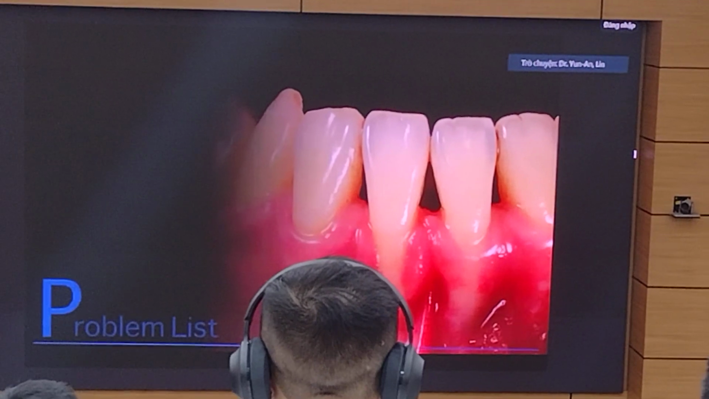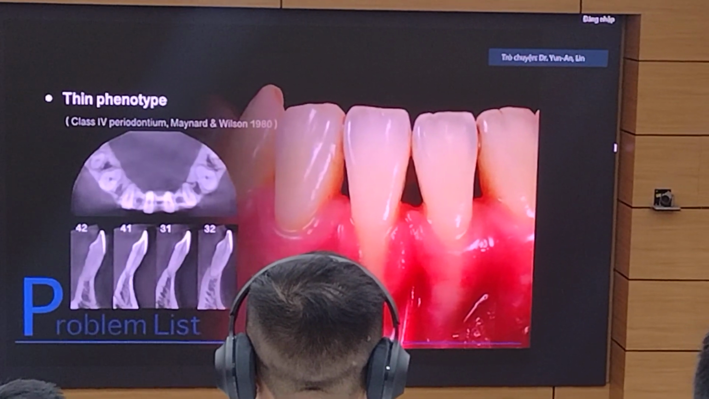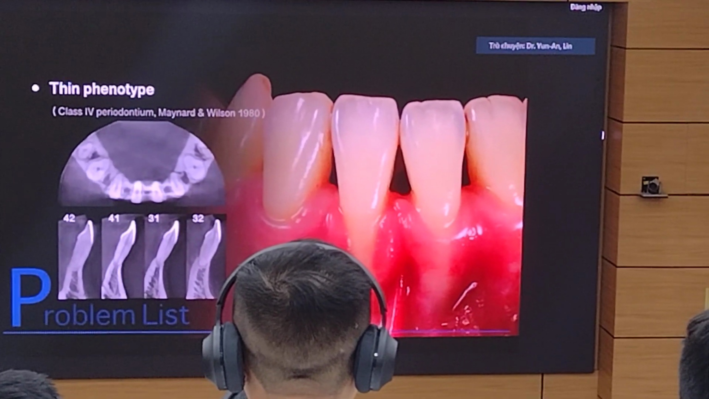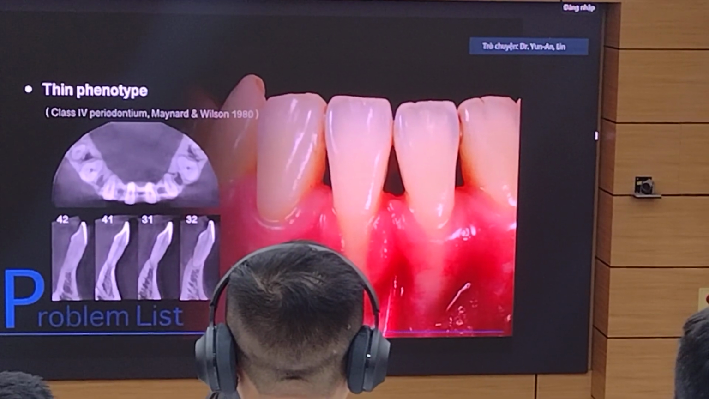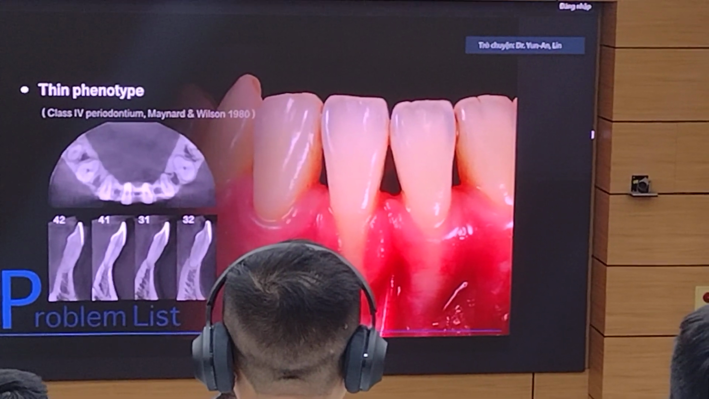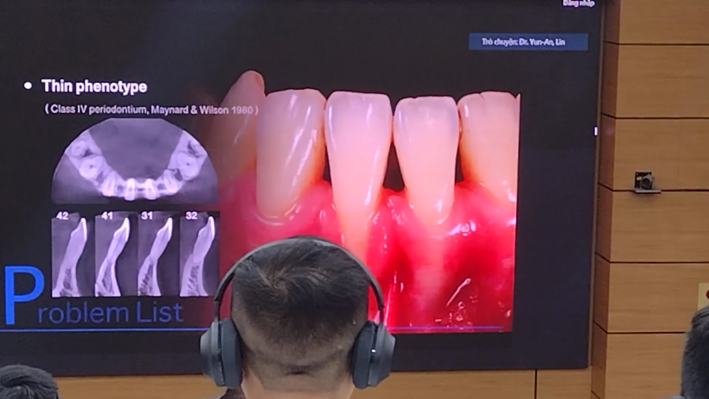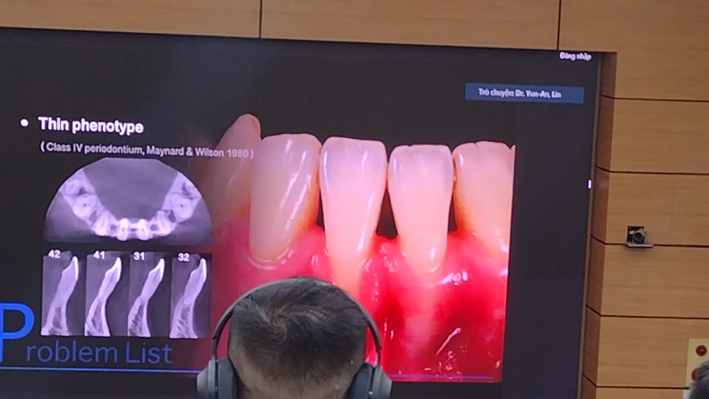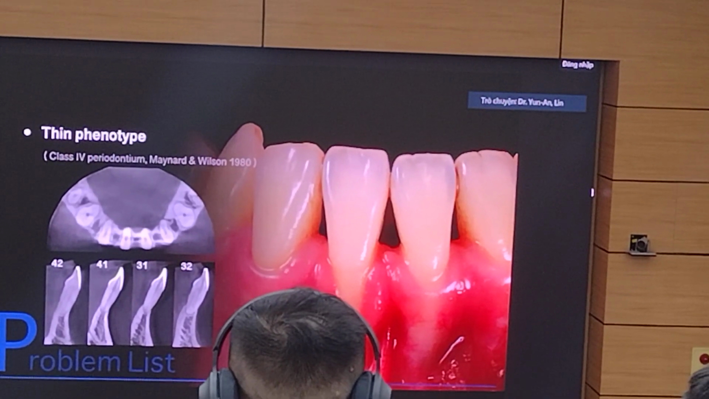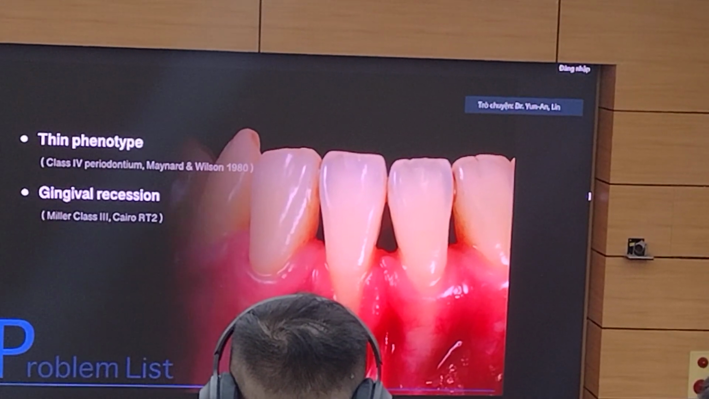The problems we face include, first, thin phenotype. As we can see in the photo, there were apparent root prominence. Compared with the CBCT, periodontium is very thin, not only the soft tissue but also the hard tissue.